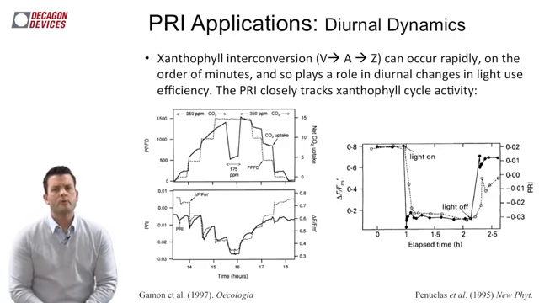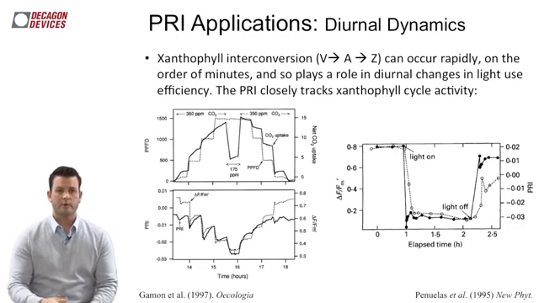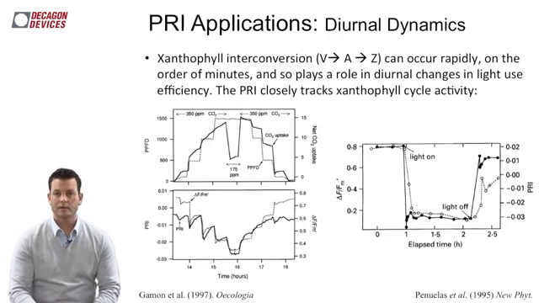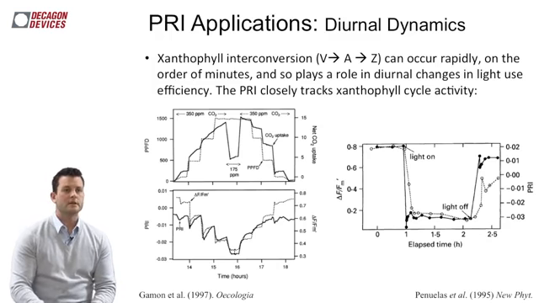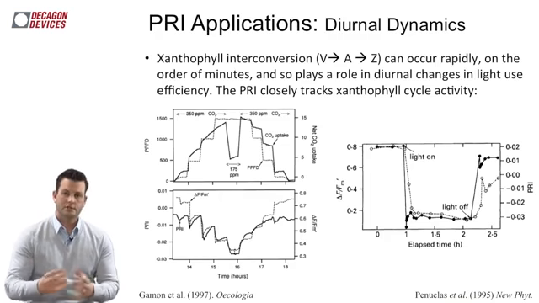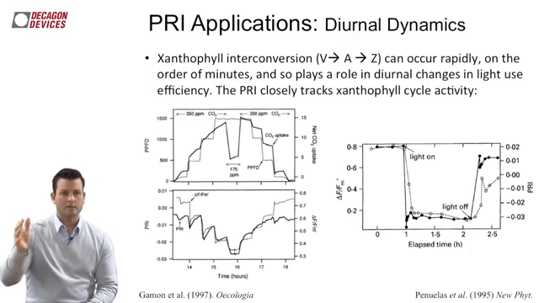The applications here would be how to use the PRI to get at diurnal dynamics or short-term dynamics in plant photosynthetic function. I've provided a couple of examples of really elegant, simple experiments that I think are really powerful for showing how dynamic the PRI can be to changes in light use efficiency. On the left-hand side is an experiment where the researchers shined stepped light at a plant, with light levels ever increasing until they peaked and then dropped off.